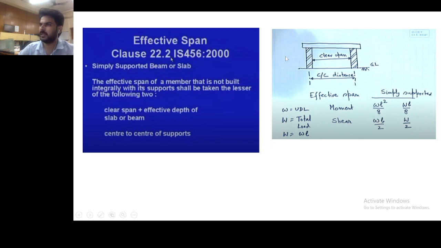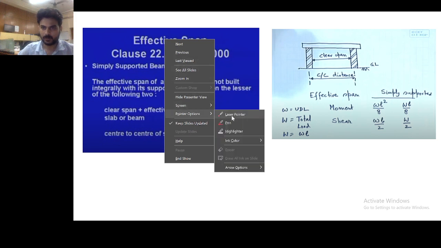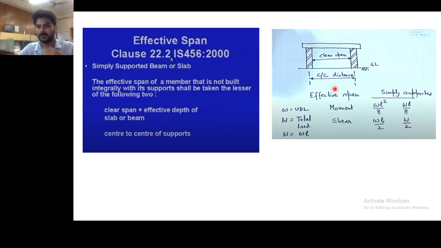So anyone know what is effective span? What is a clear span? Clear span is given here in this figure. The clear span means the clear distance between two supports. The center to center distance is noted like this. But the effective span, what is the effective span?